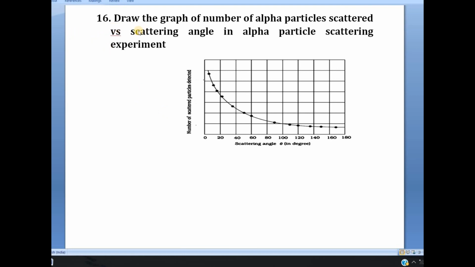Here is the question that is to be answered. Draw the graph of number of alpha particles scattered versus scattering angle in the alpha particle scattering experiment. We have already seen the alpha particle scattering experiment. In that experiment, we learned that most of the alpha particles went through the gold foil undeviated. If we plot a graph by taking scattering angle theta along the x-axis and number of scattered particles along the y-axis, we are going to get a graph like this. We need to learn this graph. This may be asked for 1 or 2 marks.